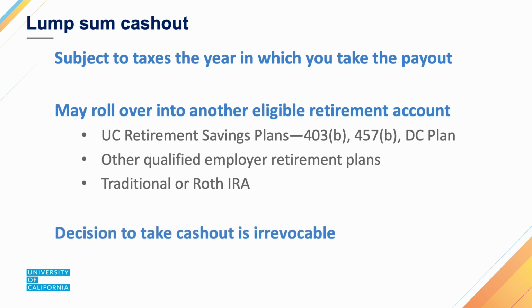Now, once you choose a lump sum cash out in lieu of the monthly benefit, that decision is irrevocable upon the retirement date. So it's very important that you consider all of your options and make an informed decision. See the retirement section of the UCNet website for more detail about the lump sum cash out.